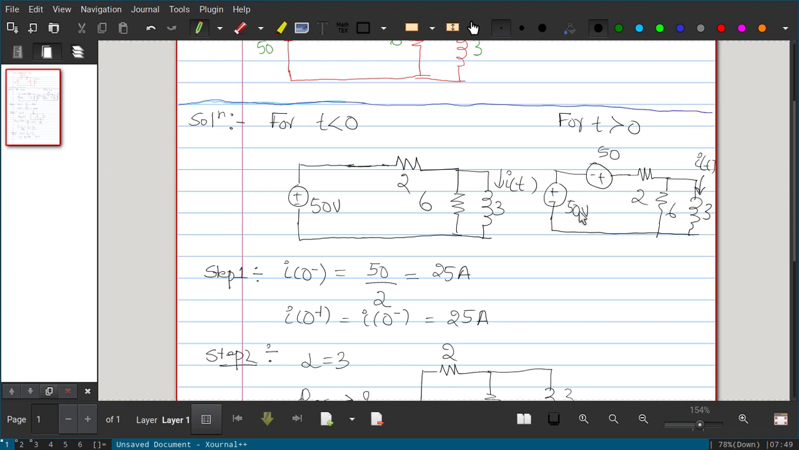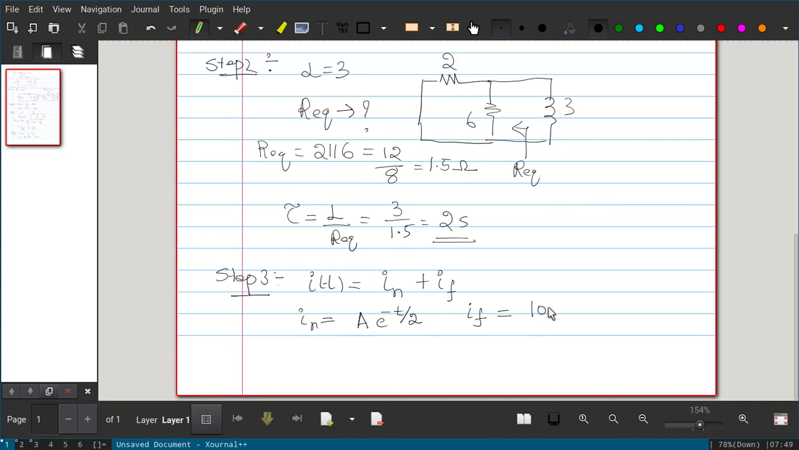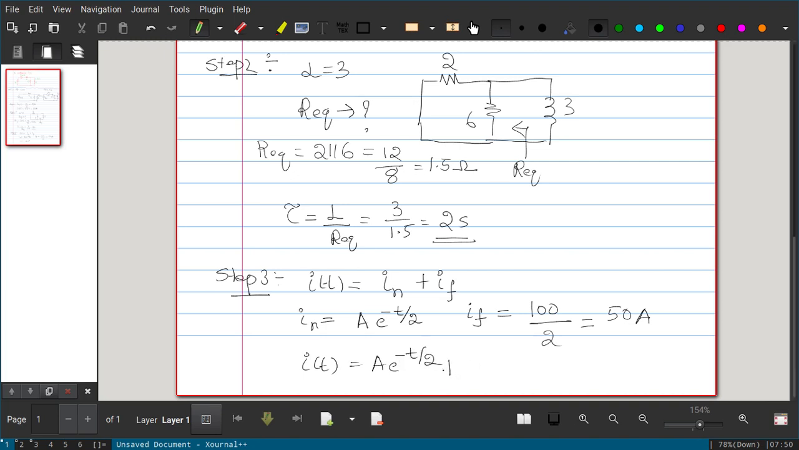So you have 100 volt and 2 ohm resistor, and you have a short circuit inductor. So what is the current flowing through this? That will be 100 divided by 2. If is total voltage 100, 2 ohm resistor, so that is nothing but 50 ampere. So now what we have to do is, our I of t is A into e power minus t by 2 plus 50. Now only remaining is we have to find this constant A.